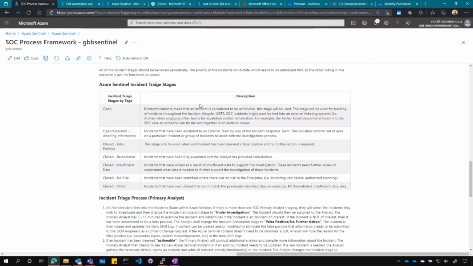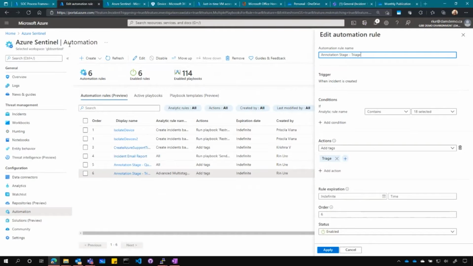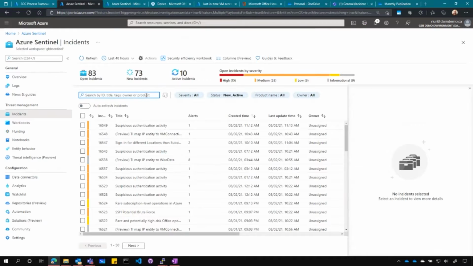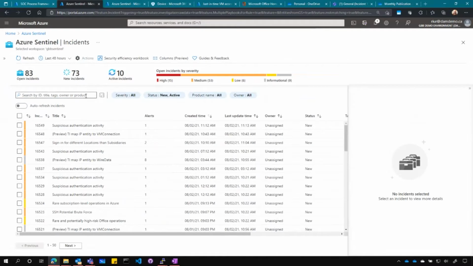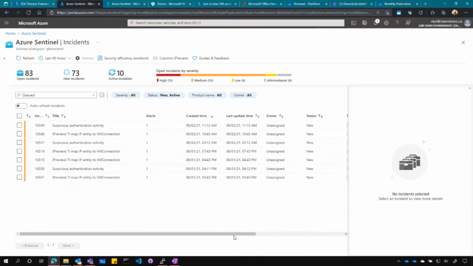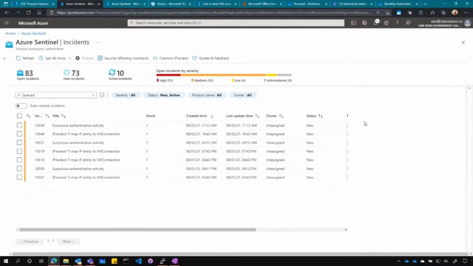It's easy to apply tags. Let me show you what that looks like. So in here, again, let's go into our incident portal. What's really easy is I can do a quick lookup. If I want to look up queued, I can now do a search for everything that is queued within my environment.